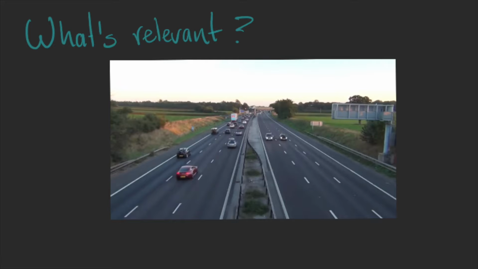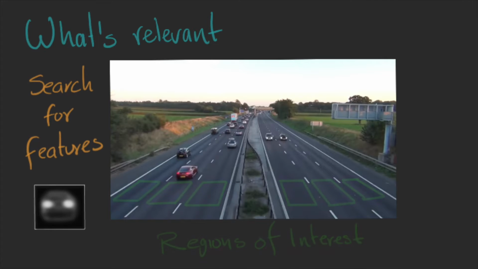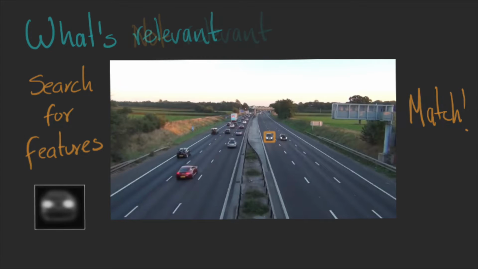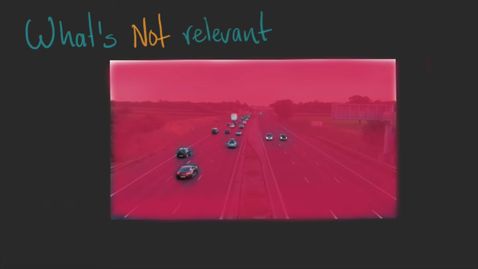For example, we could define a region of interest to perform the tracking, or search for specific features. However, a better way to start a detection system is to find a way to remove the information that is not relevant for the application. In this case, we are not interested in things that are not moving. So how do we get rid of this?